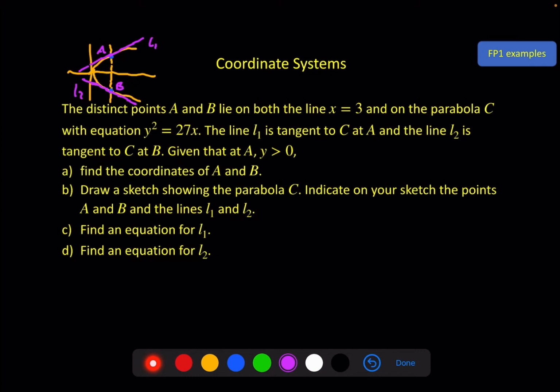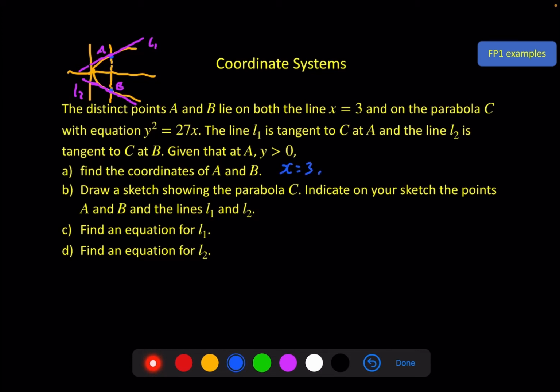Given that at A, y is greater than 0, I should have read the full question. They're telling us that the y coordinate is positive at A, so I have chosen them the correct way around. That's handy. Find the coordinates of A and B. Okay, so the coordinates of A and B are quite straightforward because we've got the equation here of the parabola. We know they're both on the parabola, and we know that they both have an x-coordinate of 3. So I just put 3 into here, and find y.